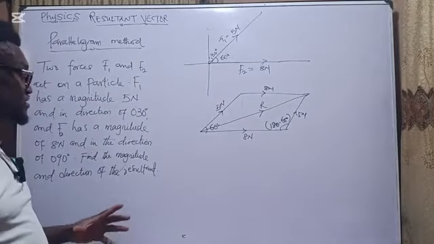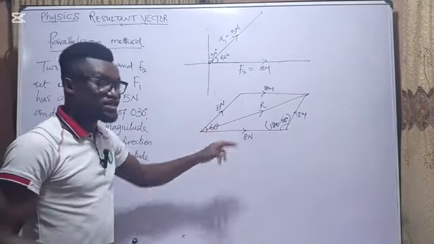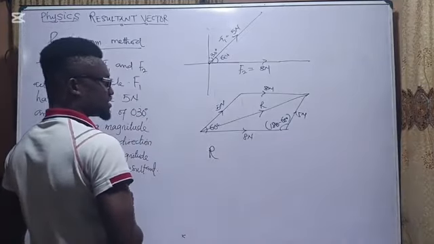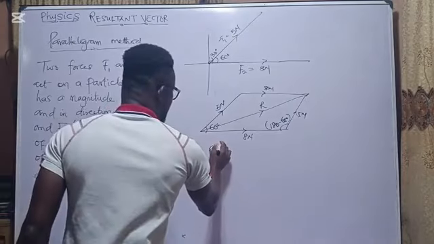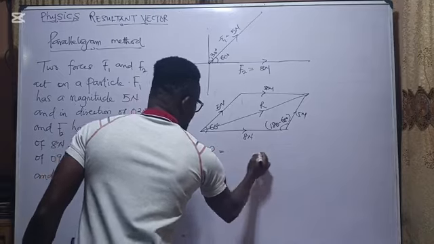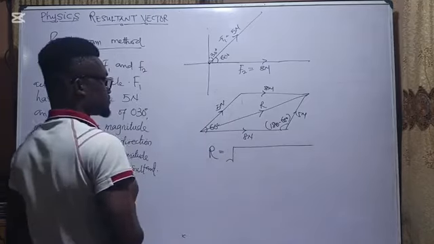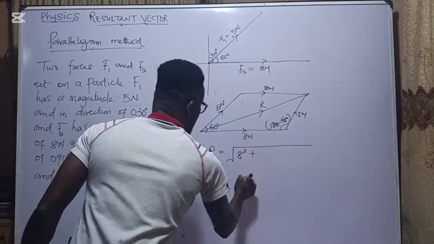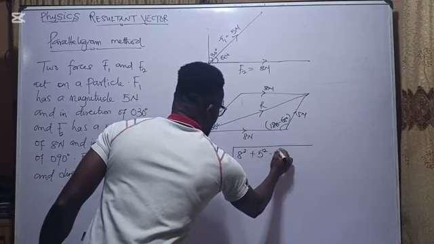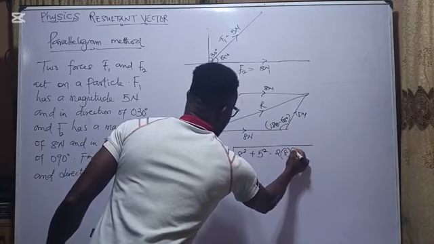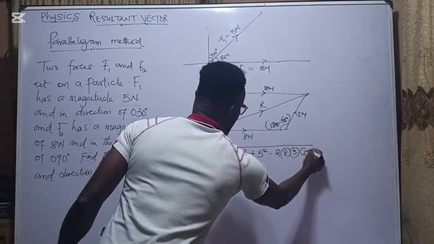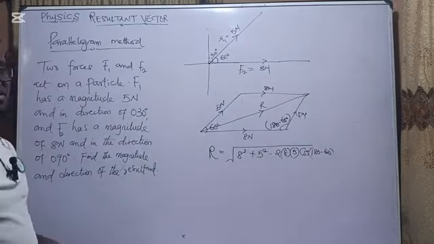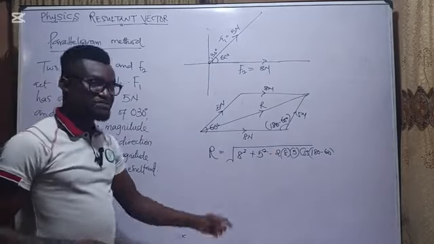Now we've got that right angle triangle here. We have two triangles here now. So in order to find the resultant vector, we have the resultant vector, which will now be the square root of 8 squared plus 5 squared minus 2 times 8 times 5 times cosine of 180 minus 60. That will give us the magnitude.